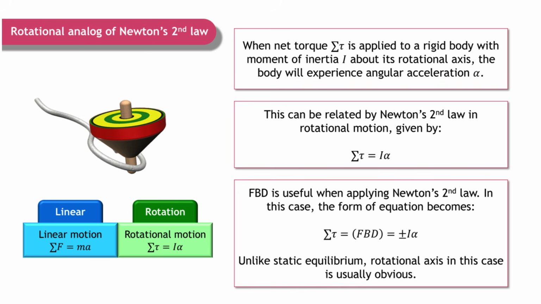Just as a net force produces linear acceleration, a net torque produces angular acceleration. The amount of angular acceleration depends on the net torque applied and the object's moment of inertia. When solving rotational dynamics problems, first draw a free body diagram, identify all the torques about the rotational axis, and then apply Newton's second law for rotational motion. Unlike equilibrium problems, the rotational axis is usually fixed and clearly defined, making the torque analysis more straightforward.